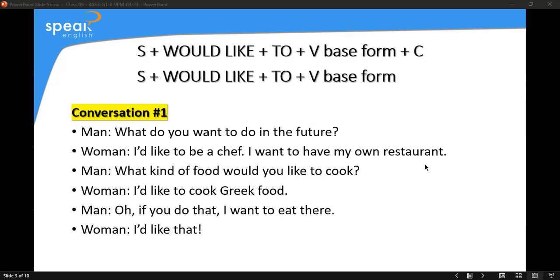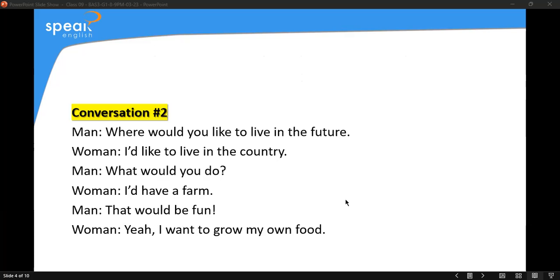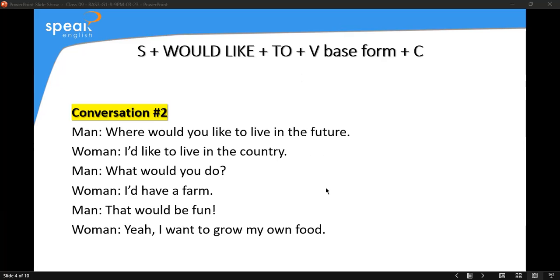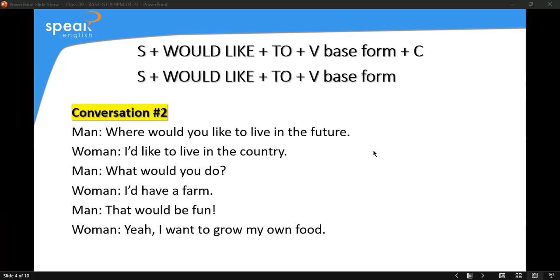I like to cook green food. Oh, if you do that, I want to eat there. I like that. Okay, excellent. Thank you very much. Other type of questions that we can make for the future. Let me see, Gabriela and Maria Jose, can you help me with the conversation too, please?